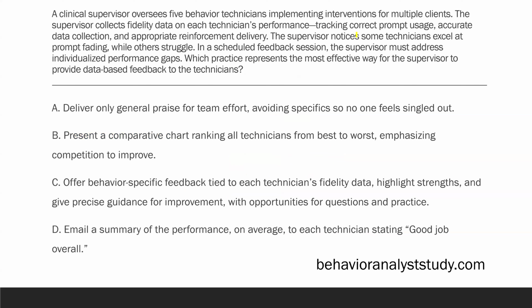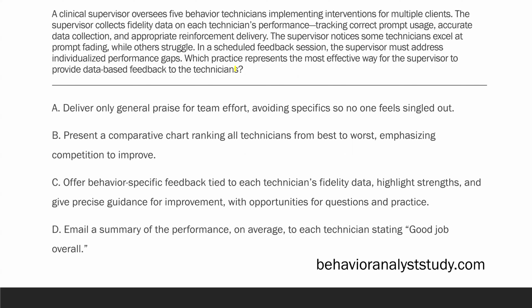A clinical supervisor oversees 5 behavior technicians implementing interventions for multiple clients. The supervisor collects fidelity data on each technician's performance, tracking correct prompt usage, accurate data collection, and appropriate reinforcement delivery. The supervisor notices some technicians excel at prompt fading while others struggle. In a scheduled feedback session, the supervisor must address individualized performance gaps. Which practice represents the most effective way for the supervisor to provide data-based feedback to the technicians?